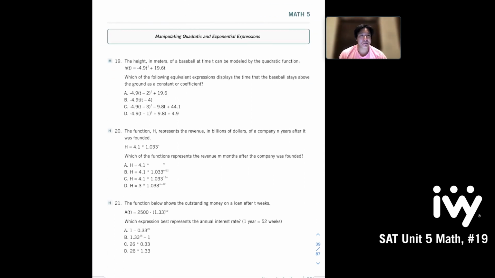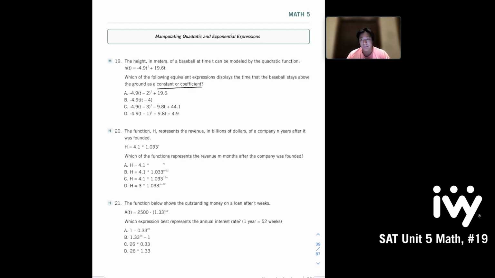Manipulating quadratic and exponential equations. So let's take a look at 19. The height in meters of a baseball at time t can be modeled by the quadratic function h of t is equal to negative 4.9 t squared plus 19.6 t. Which of the following equivalent expressions displays the time that the baseball stays above the ground as a constant or coefficient? This one's a little bit tricky because what we're looking for is the time that the baseball stays above the ground as a constant or coefficient.